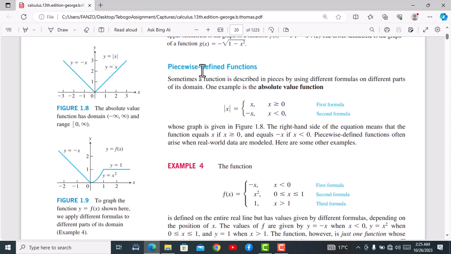All right, be that as it may, let's look at some piecewise defined functions. This is very important that we understand this. Sometimes a function is described in pieces by using different formulas on different parts of its domain. So we can take different parts of the graph and explain the different domains. For example, we can take this part, which is a full graph, and just define this piece, and take that part and define that part.